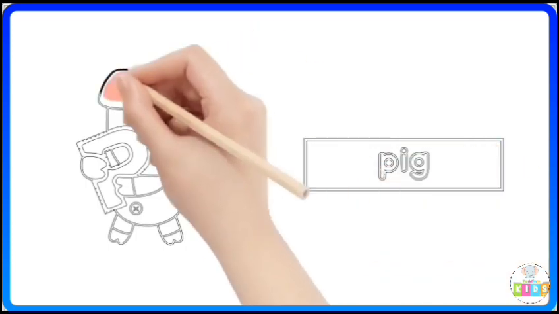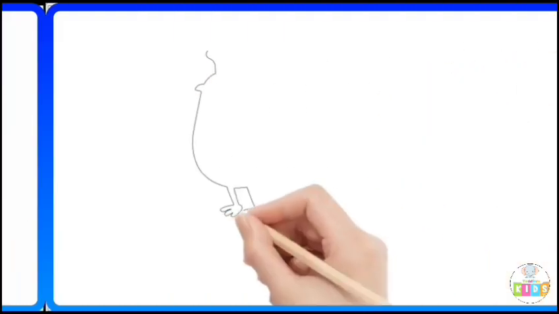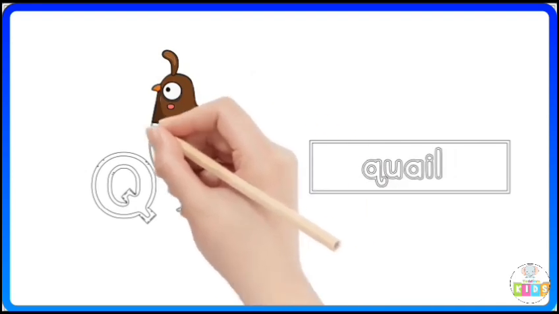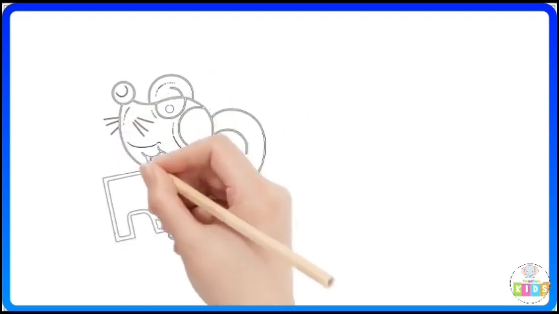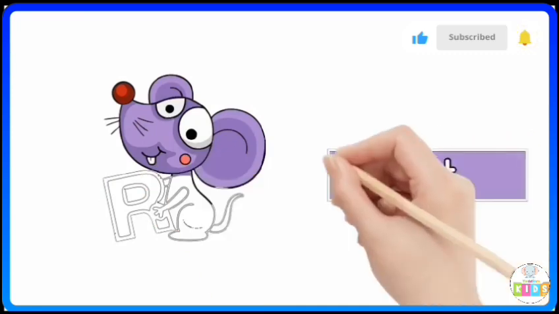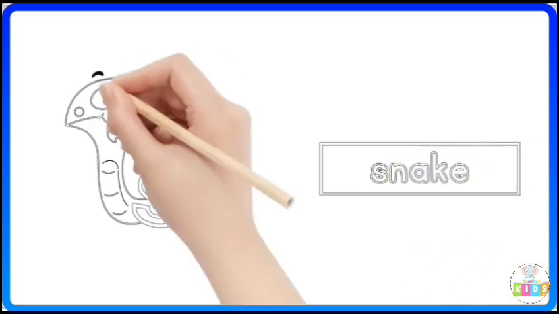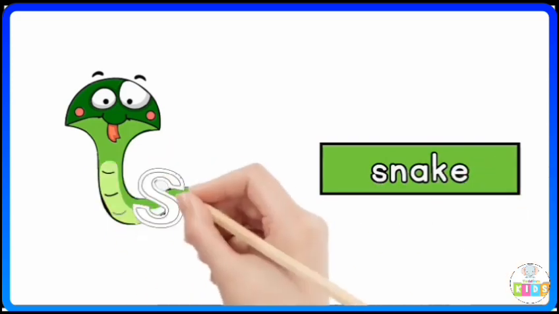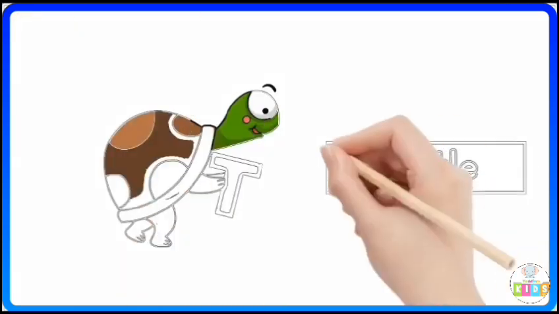P for pig. P for pig. Q for quail. Q for quail. R for rat. R for rat. S for snake. S for snake. T for turtle. T for turtle.